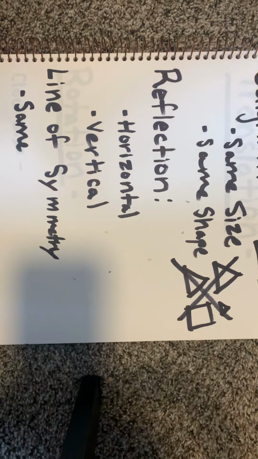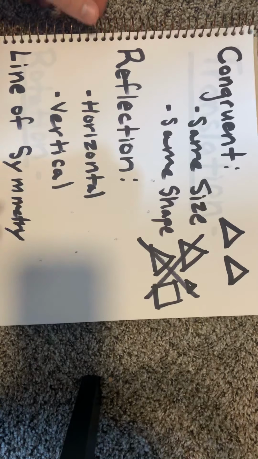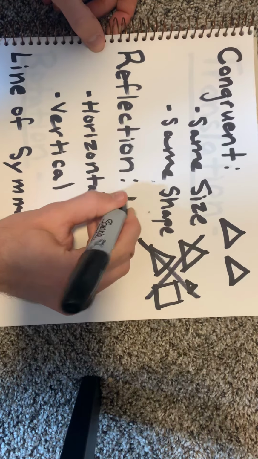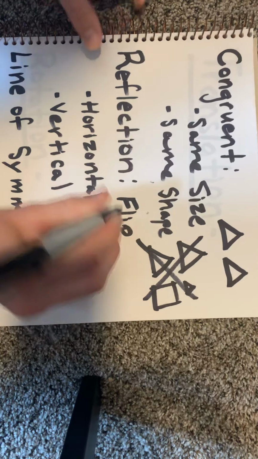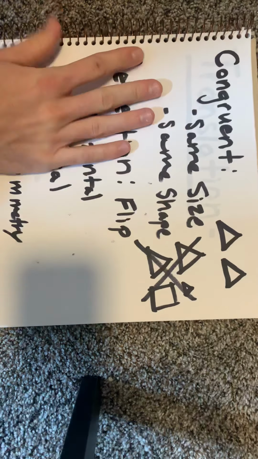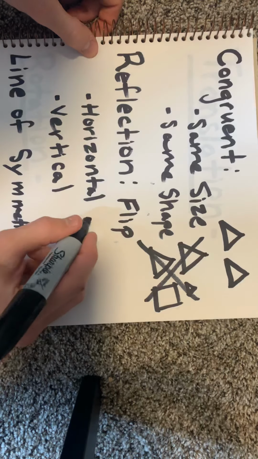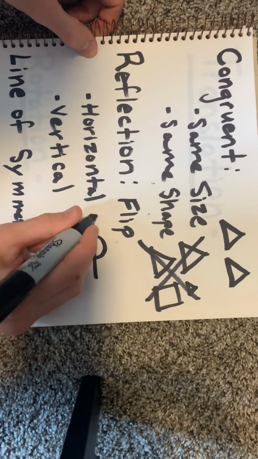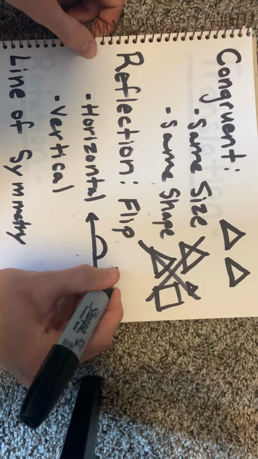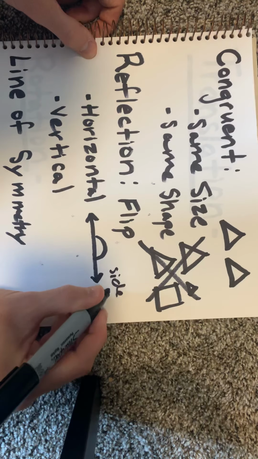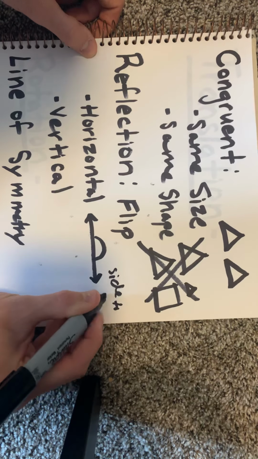Looking at reflection here, we can think of a reflection as a flip. A reflection is going to be a flip. And we have two different words for those. We have horizontal and vertical. Remember I talked about horizontal? We got the horizon. And the horizon goes side to side. A horizontal reflection is going to be side to side.